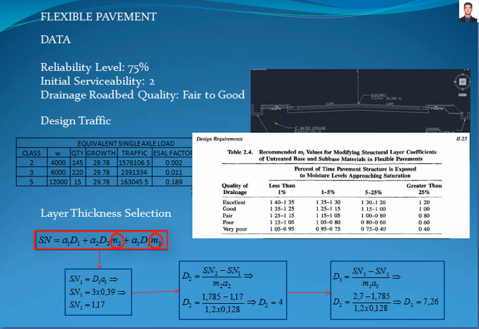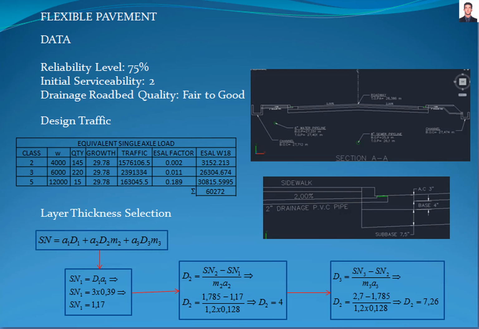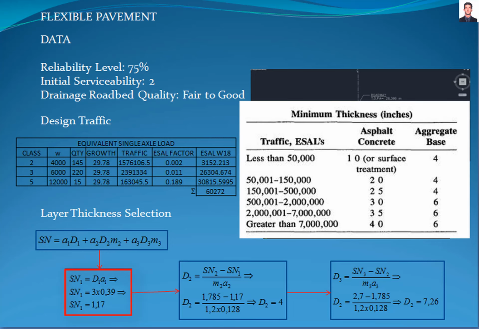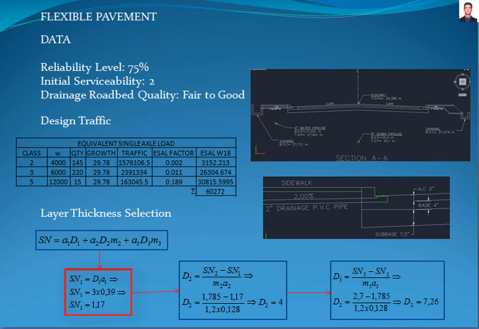For material with a drainage quality qualification of good and time exposed to saturation between 1 and 5%, its value is 1.2. Applying the procedure of figure 3.2 of the AASHTO guide for design of pavement structures, first we fix the thickness of the asphalt layer to calculate the structural number required for the asphalt course, in accordance with the table of section 3.1.4 of the AASHTO guide, based on the minimum thickness required for a traffic level, which is 2 inches. We will fix it at 3 inches. The structural number SN1 is 1.17.